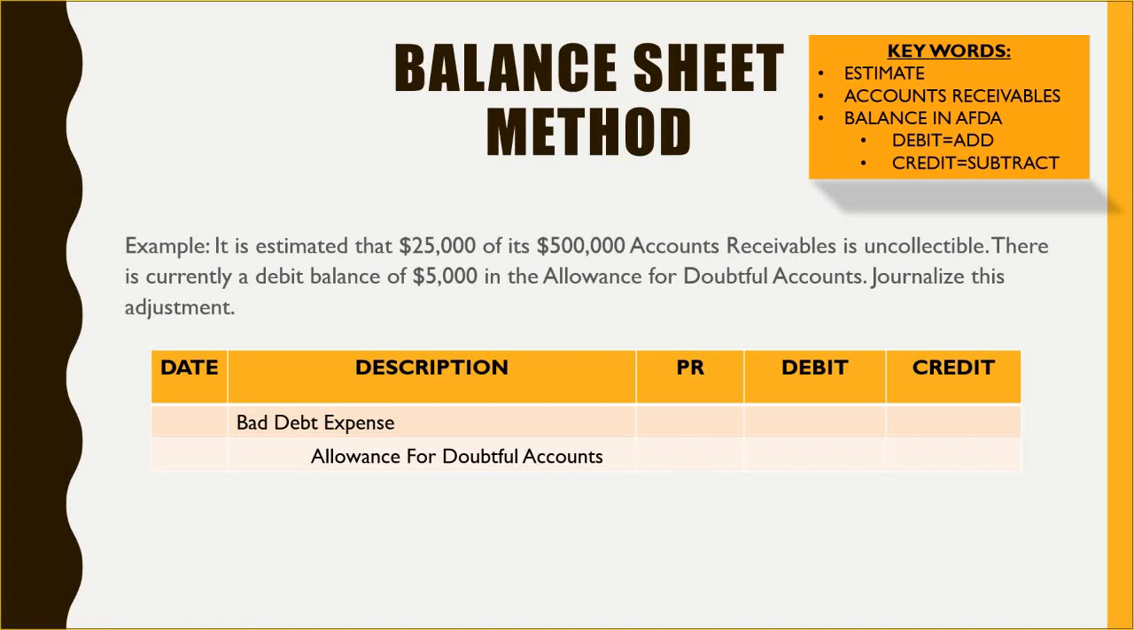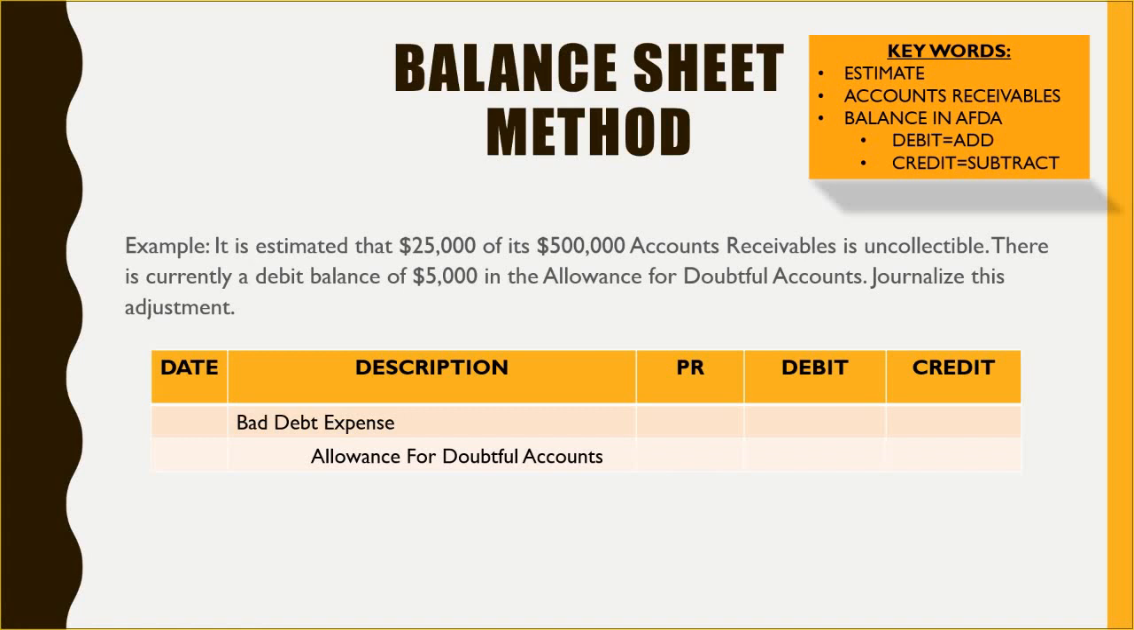And if I do see that, then I need to know, is there a balance in my allowance for doubtful accounts? Because that's going to tell me, do I need to add to the number or do I need to subtract the number? So if there's a debit balance in my allowance for doubtful accounts, I need to add that account balance to my estimated amount. If I have a current credit balance, then I need to subtract the $5,000 balance from my estimated amount.